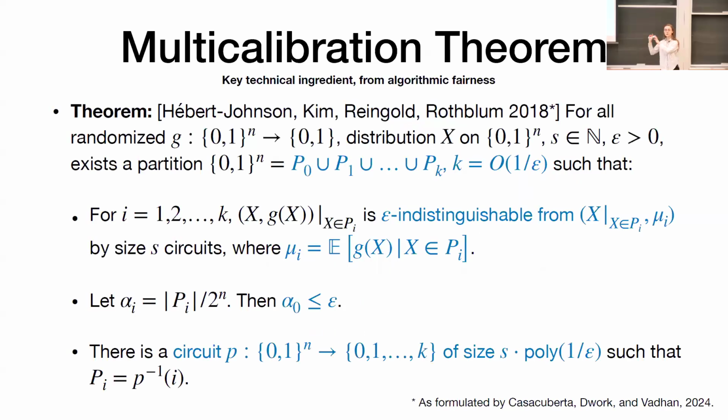To briefly give the more formal version of the theorem, we have epsilon indistinguishable of x, g from x and mu, where mu is the expectation. And by having an efficient circuit, it means we have a circuit computing the pre-image of each of the k components of the partition. And this is of size s times poly 1 over epsilon.